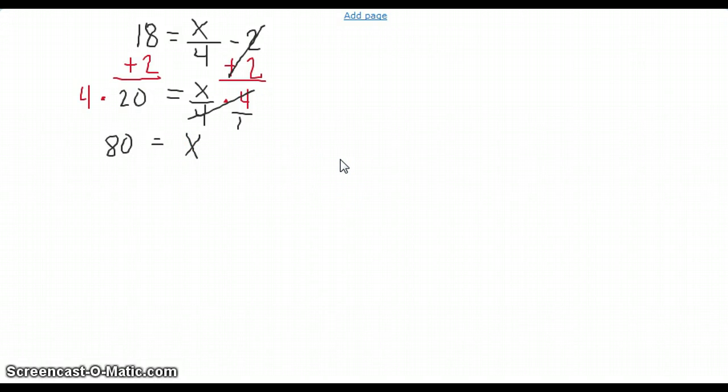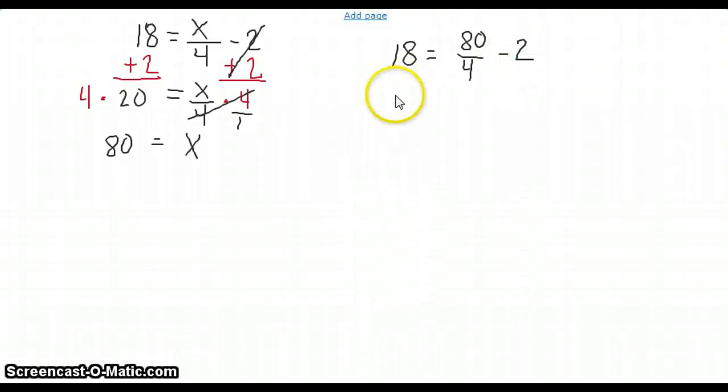It should have been the answer that you've gotten, but if you're still not sure, if you don't believe that's the answer, you can come back in. 18 equals, and we're going to substitute in the 80 in the place of the x, so 80 divided by 4, that's then minus 2. So we're still maintaining this side of the equation.